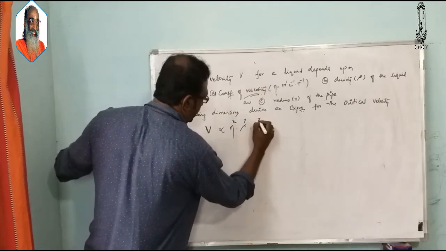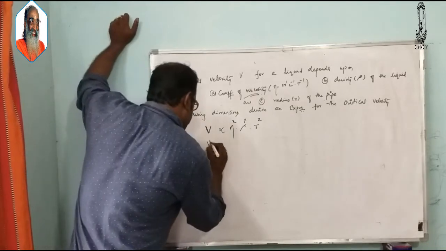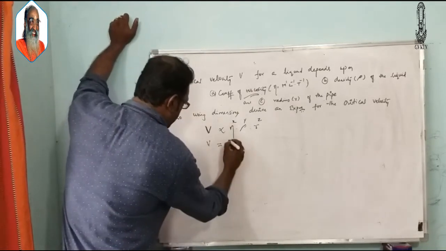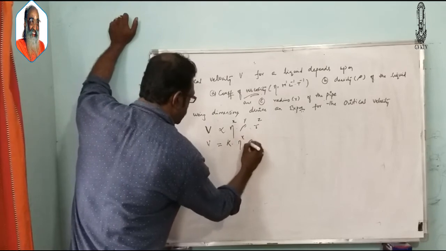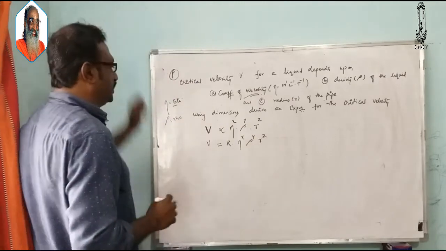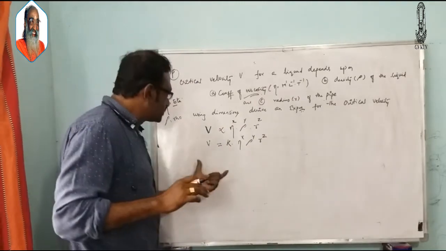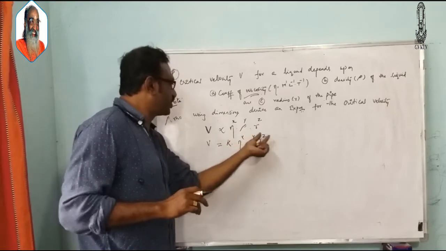So similarly here z. Now I will write the expression as V is equal to some constant k, eta to the power of x, rho to the power of y, r to the power of z. Now here, using the dimensions, we have to find the value of x, the value of y, and the value of z.